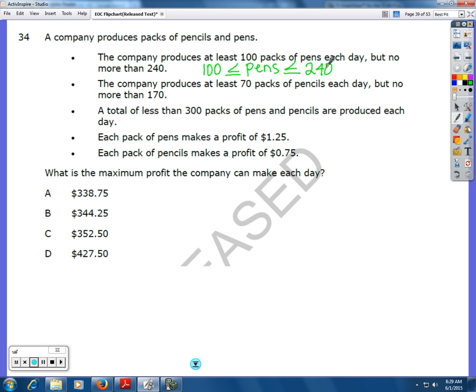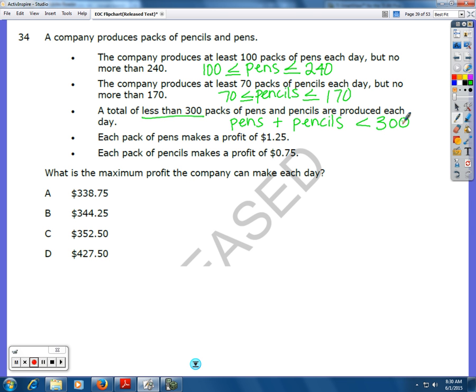The company produces at least 70 packs of pencils each day, but no more than 170. So for pencils, they have at least 70 each day, but no more than 170. A total of less than 300 packs of pens and pencils are produced each day. So however many packs of pens plus however many packs of pencils, I'm sorry, a total of less than 300. So the most would be 299 total.